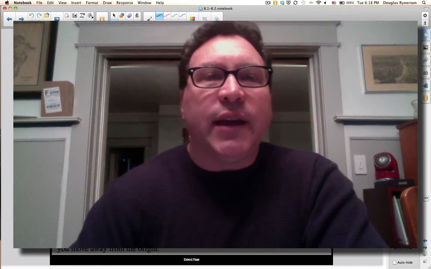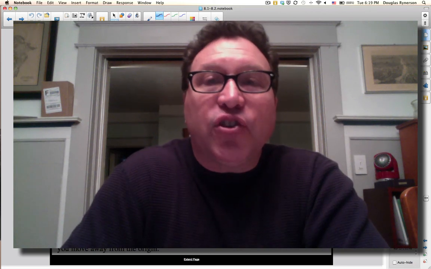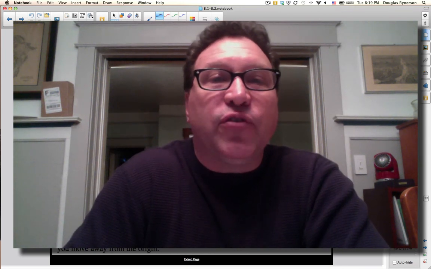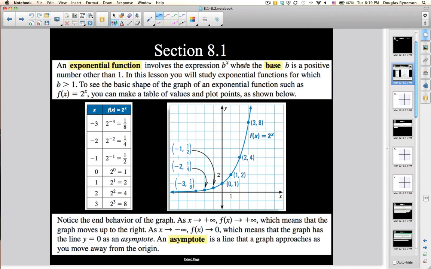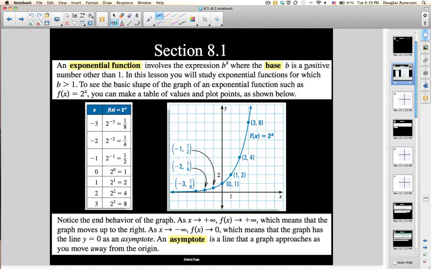In section 8.1, we explore a new function type called the exponential function, which involves the expression b to the x power, where the base b is a positive number other than 1. So right now we will be looking at exponential functions for which b is greater than 1. These would be called exponential growth functions.